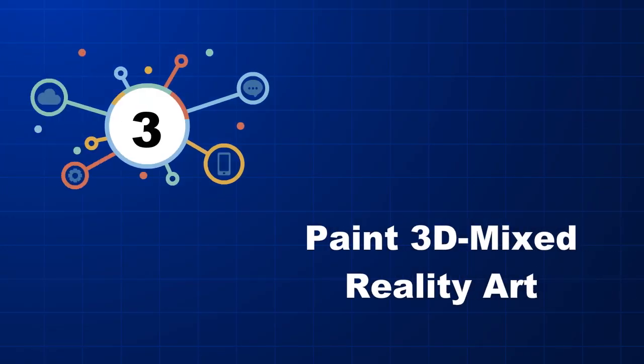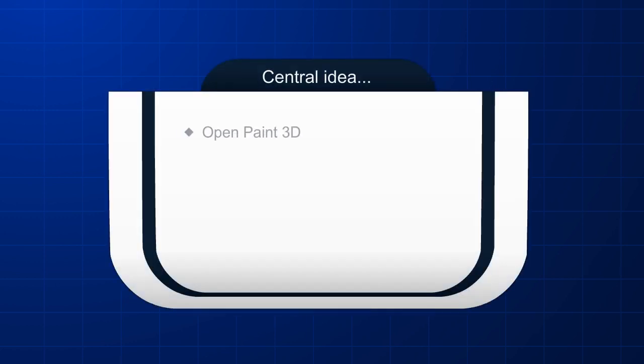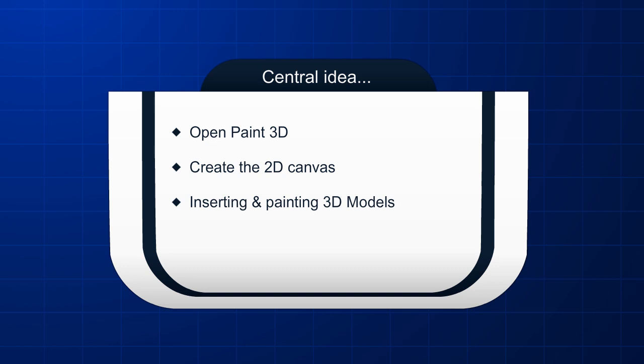Chapter 3: Paint 3D Mixed Reality Art. Recapitulation. MS Paint is a simple drawing program included in all versions of Microsoft Windows. We can draw 2D images in MS Paint. Central idea: open Paint 3D, create the 2D canvas, inserting and painting 3D models, creating a model and using mixed reality in Paint 3D.